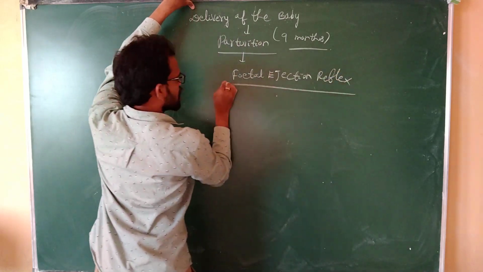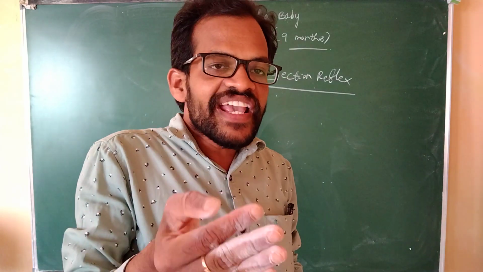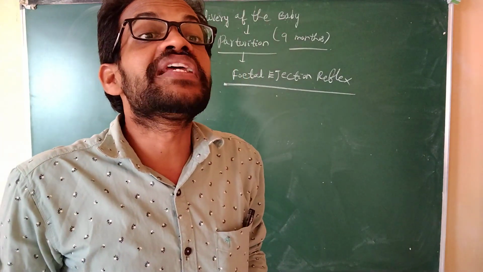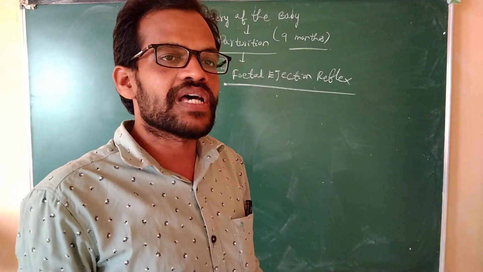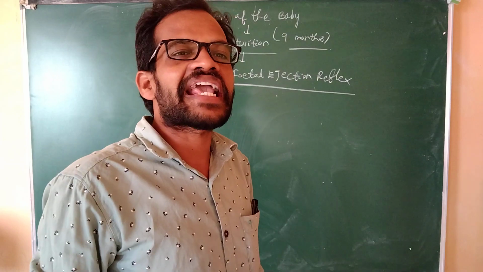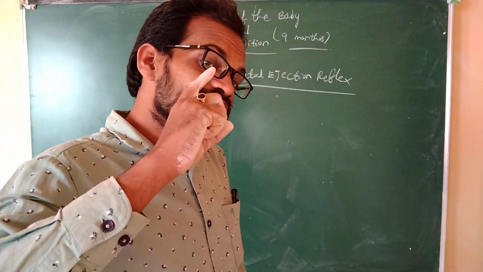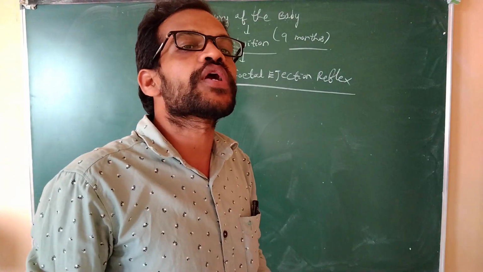Fetal ejection reflex. In the fetal ejection reflex, the signal arises from the completely developed baby. The signal is transferred to the uterus, causing medium contraction. Again from the uterus, the signal is sent to the posterior pituitary of the female.